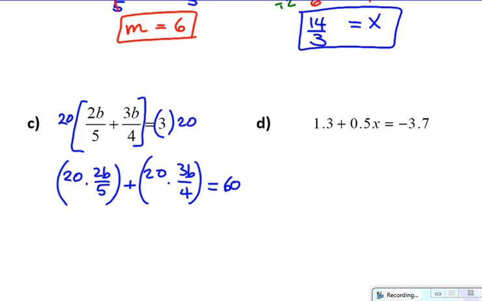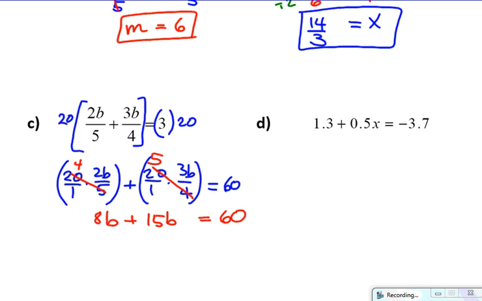When I'm multiplying, remember that's over 1. And I want to simplify. So probably, this may be the easiest thing to do, cancel. 5 will go into 20 4 times. So I end up with 4 times 2b is 8b over 1, so it's going to simplify to 8b. And then 4 will go into 20 5 times. 5 times 3b is going to be 15b. And again, it's over 1, so I can write it as a whole number instead of over 1, is equal to 60.